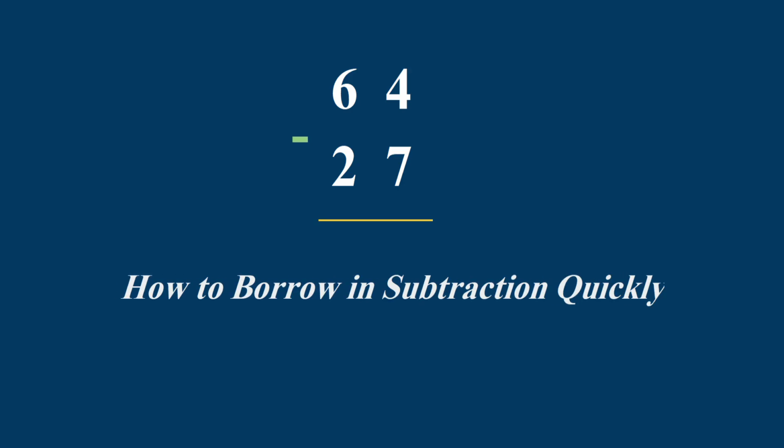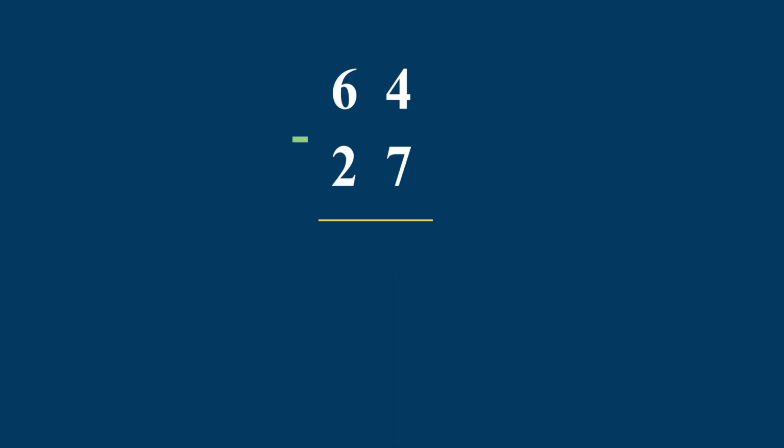In this crazy video, let's solve this subtraction problem. 64 minus 27. The ones column is on the right and the tens column is on the left. We start solving the subtraction problem by subtracting the numbers in the ones column.